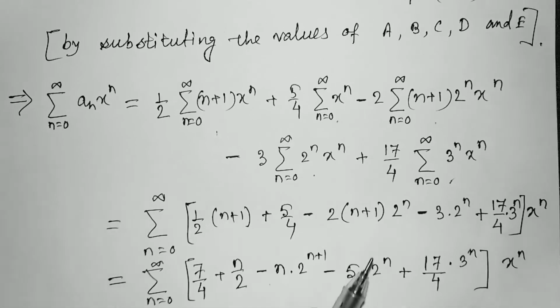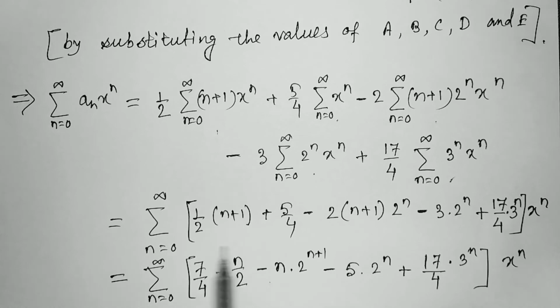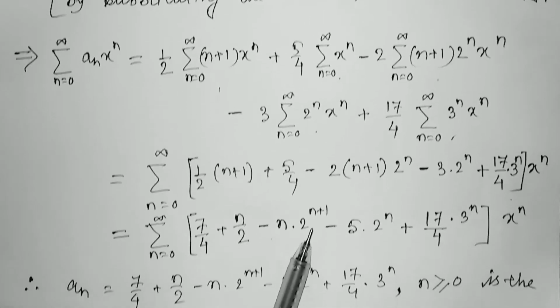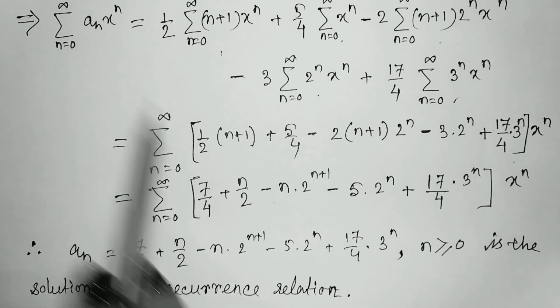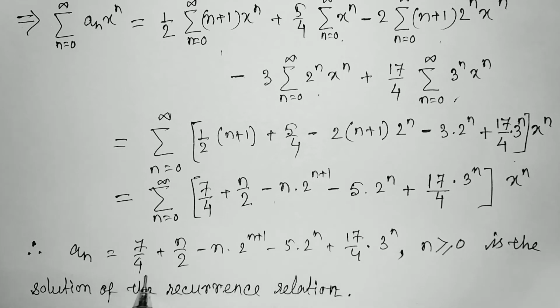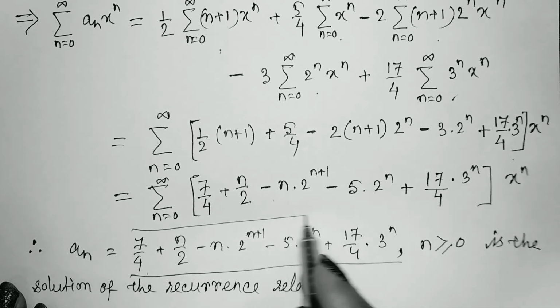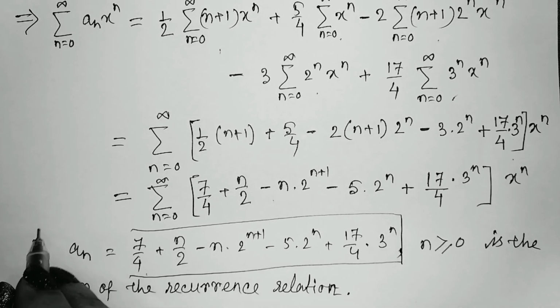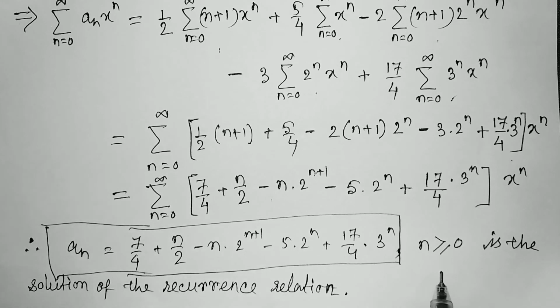So after that we just take xⁿ common from all those and we write the entire remaining portion here. After simplification, if we compare on both sides, we will find that aₙ is equal to this one, where n should be greater than or equal to 0. And this is the solution of the recurrence relation.